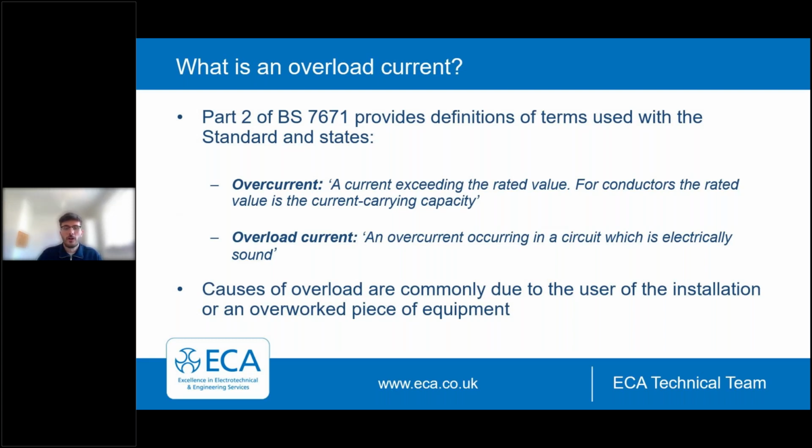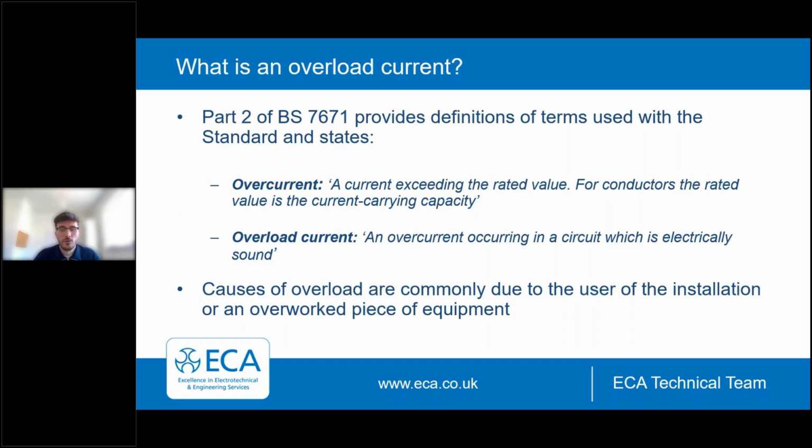So the definition of an overload current within BS 7671 is that it is an overcurrent occurring in a circuit which is electrically sound. So when we say it's electrically sound, it's not subject to, for example, a short circuit condition generating a significant amount of current very quickly. So when we look at overload conditions, common causes of an overload are due to either the user of the installation causing the condition, or potentially an overworked piece of equipment.